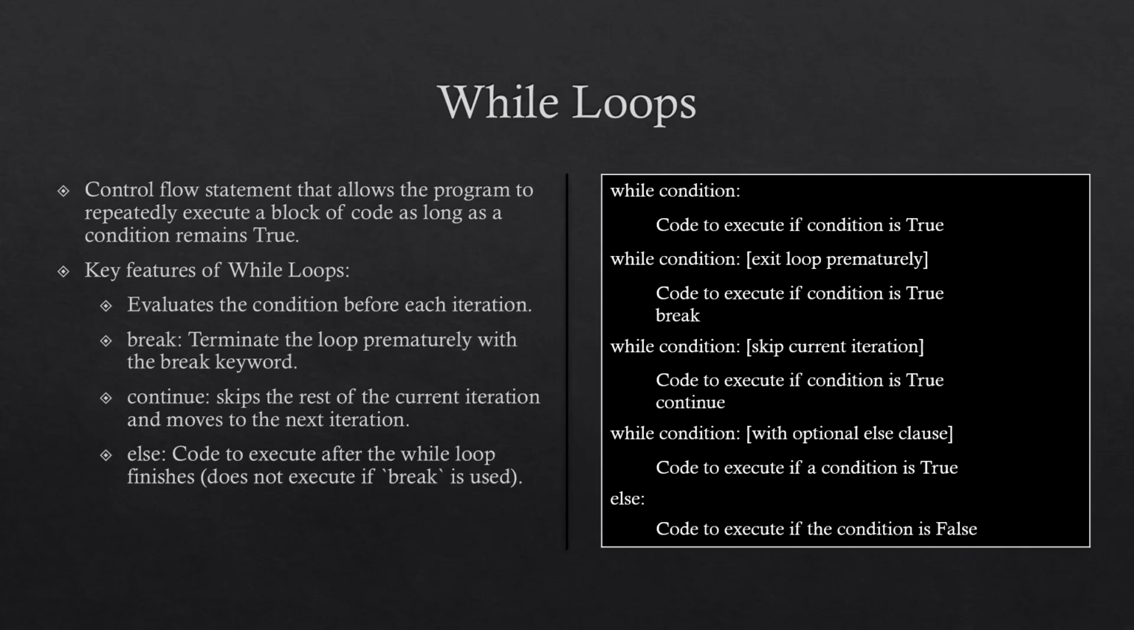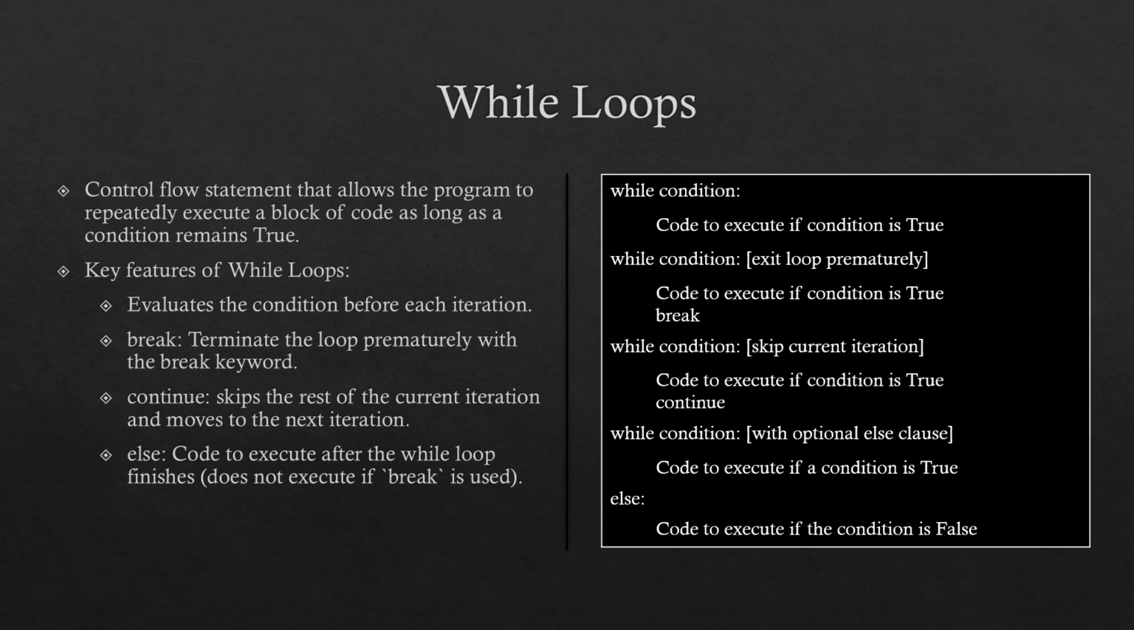In this video, I'm going to introduce you to loops in Python. Python supports two different types of loops, the while loop and the for loop, and we'll take a look at the while loop first. The while loop is a control flow statement that allows a program to repeatedly execute a block of code as long as a condition remains true.